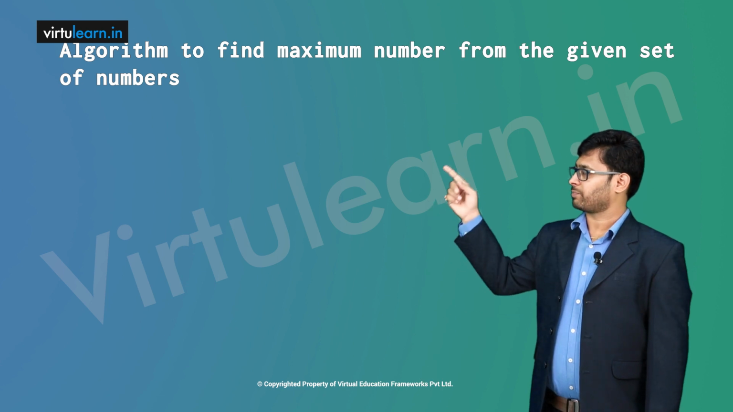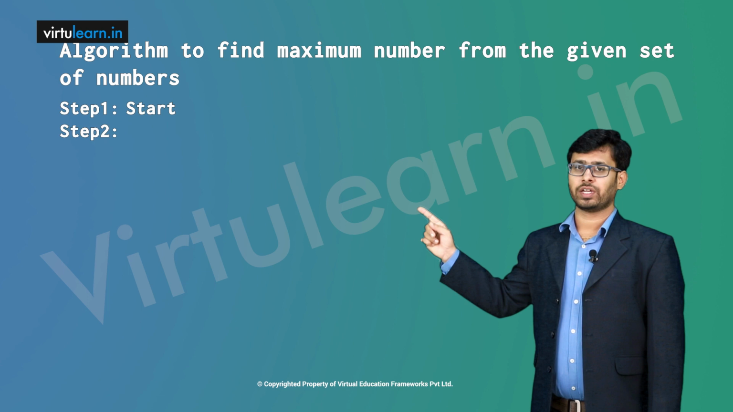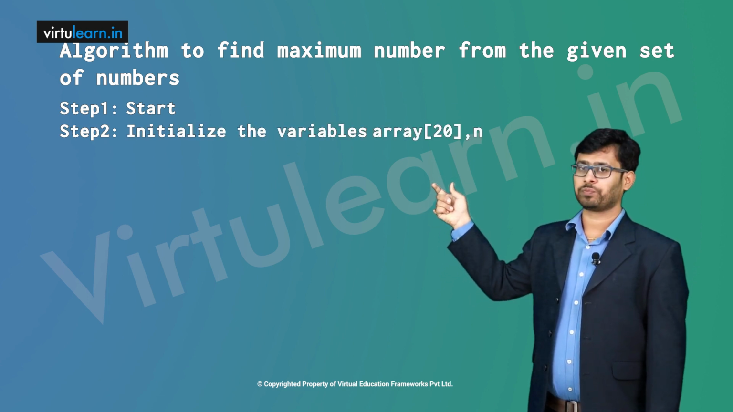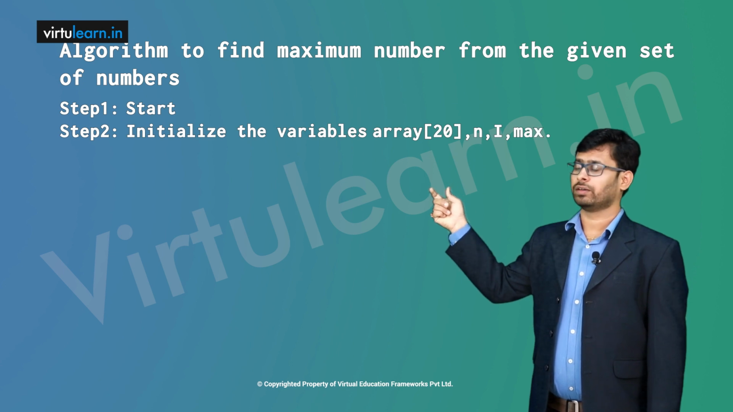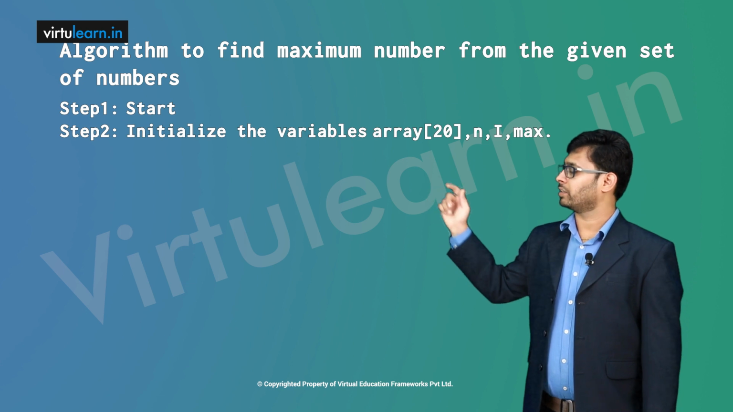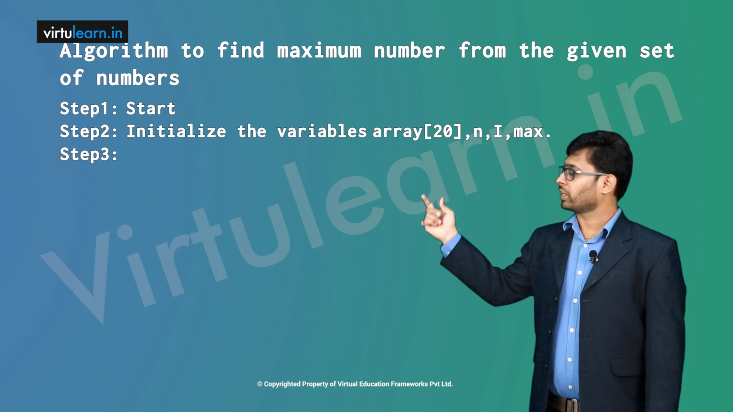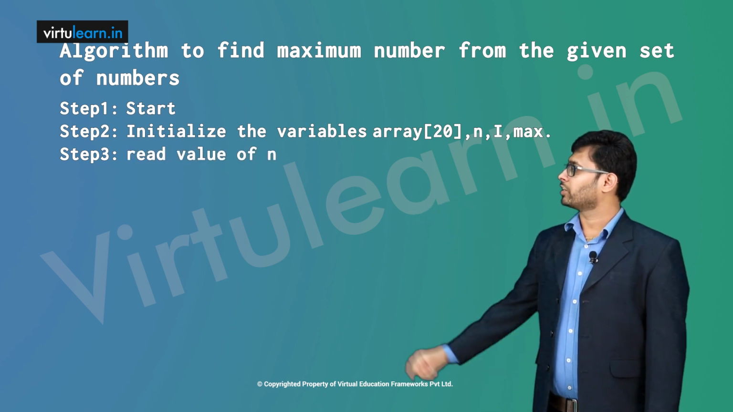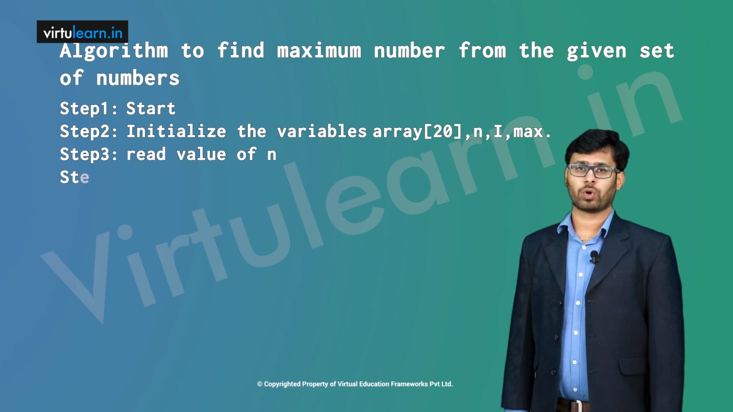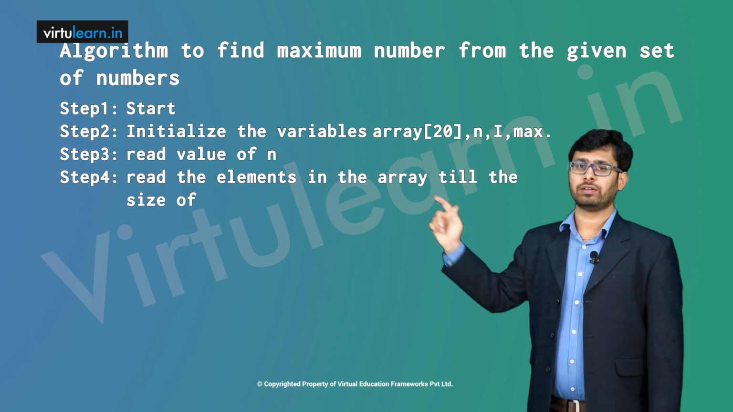As we know the steps, the first step is start. The second step is initialize or declare the variables: array of some size 20, n, i and maximum. Here in the subscript 20 we can give any size, it depends upon the requirement. Step 3, read the value of n. That gives the total number of elements in the array. Step 4, read the elements in the array while i is less than n.